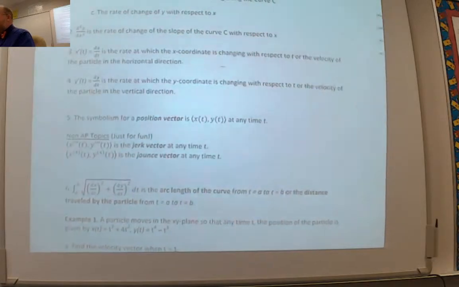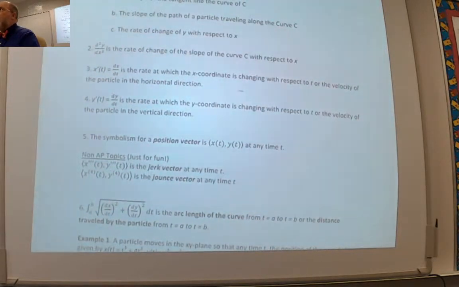Why is speed different than velocity? Velocity has direction. Speed is the absolute value. It's always positive. It's the absolute value of the velocity function. Okay.